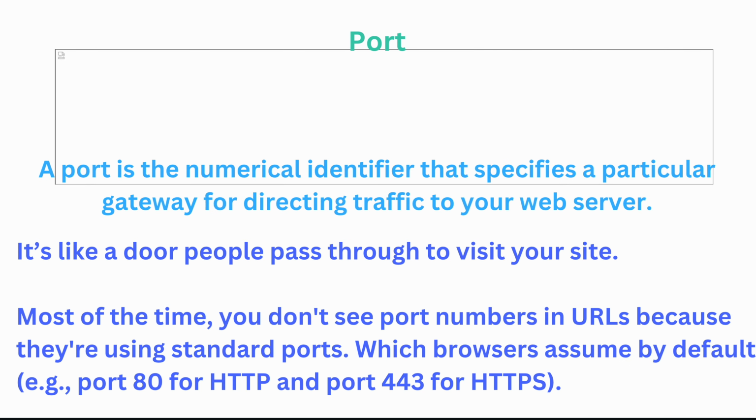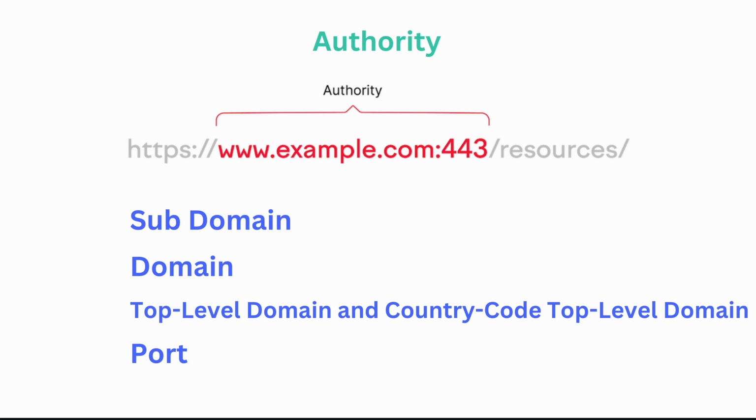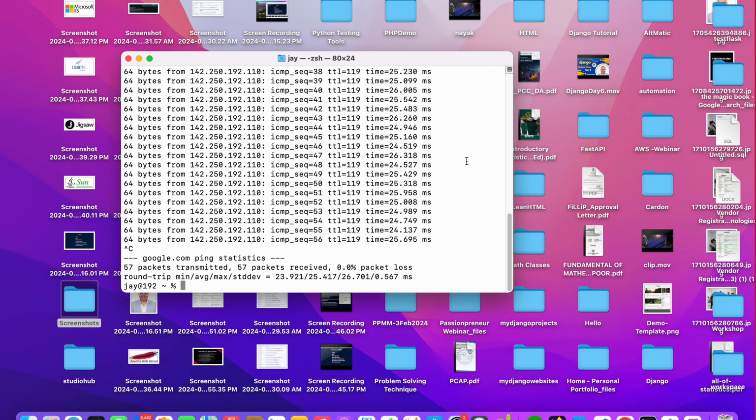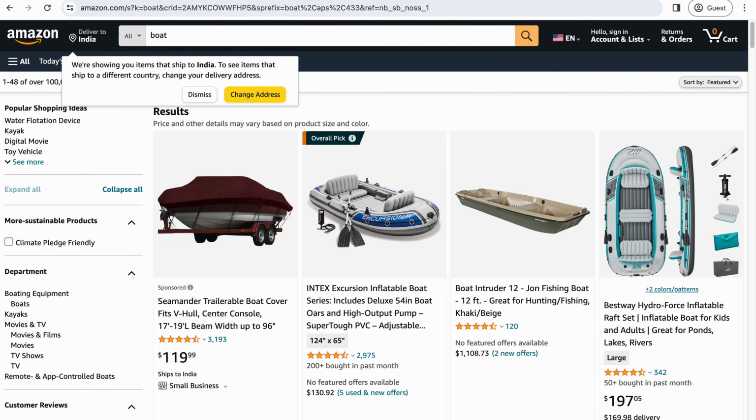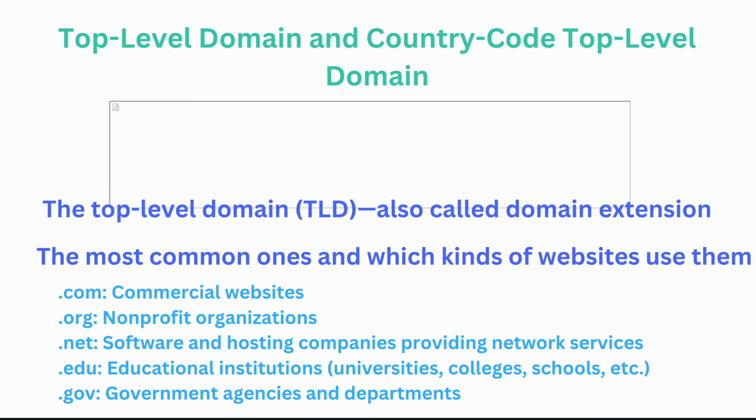Port. So here in this example, this 443 is the port. Every website you are trying to access always has one port. If I'm not providing any port, it means I have not given any port in this website, right? So by default it's using port 80 or 8000 if the port is not given.